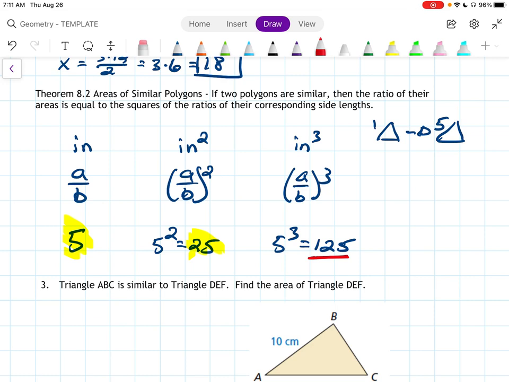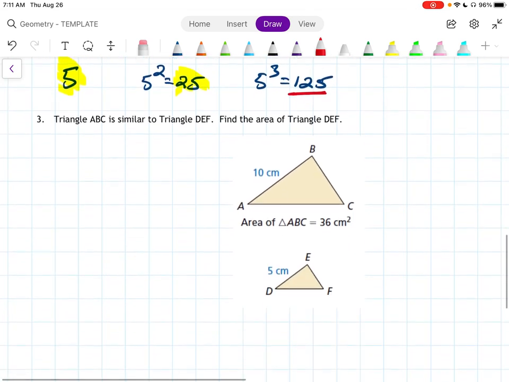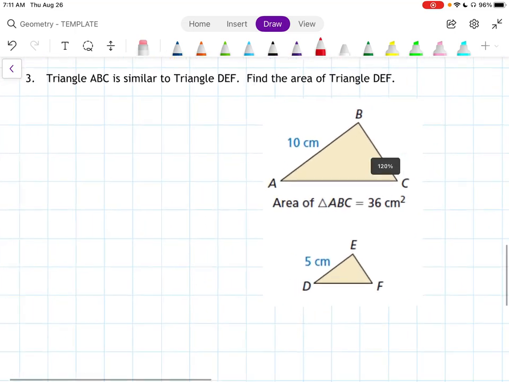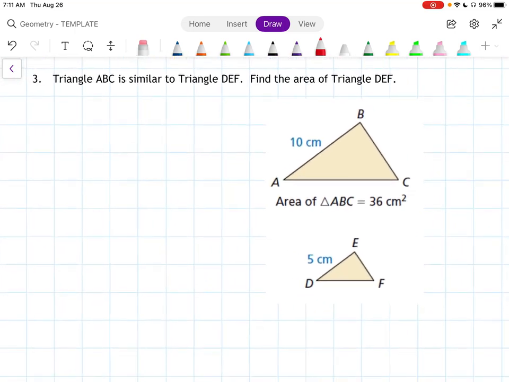So let's see if we can apply that a little bit. Number 3, triangle ABC is similar to triangle DEF. Find the area of triangle DEF. All right, so this side and this side correspond, and we're supposed to find the area. We'll say area is x.